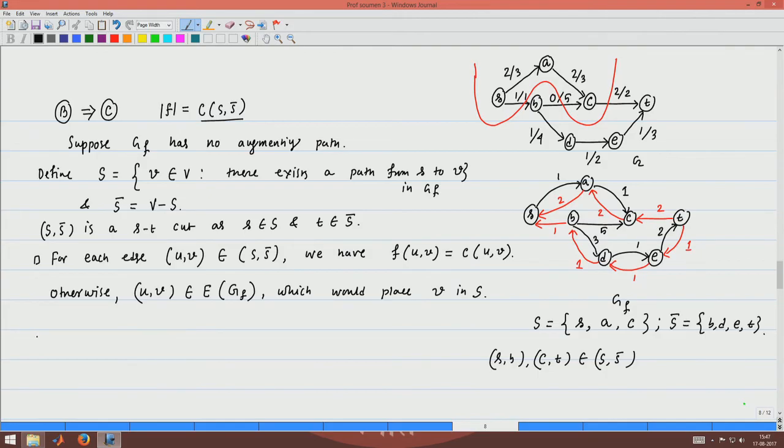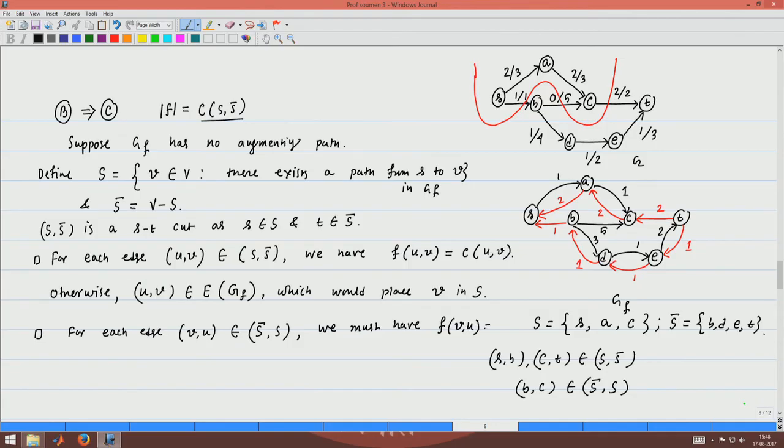We will make another comment about the edges from S bar to S. Now, for each edge v u from S bar to S, one such edge is B C. B C is an edge from S bar to S. For each such edge we must have the flow on v u must be equal to 0.